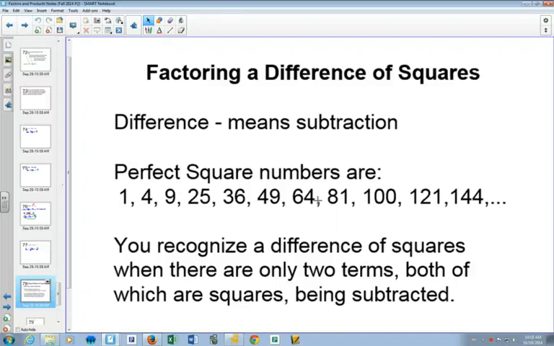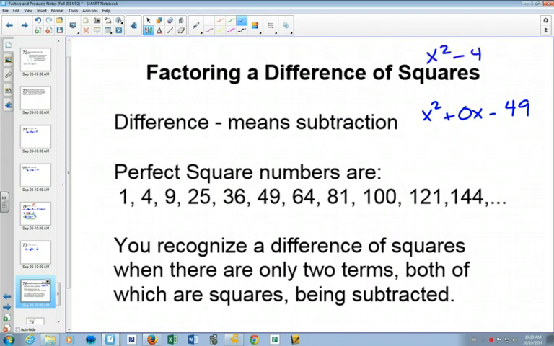So the final type of factoring is factoring a kind of trinomial when something's missing. And it looks like this: x squared plus 0x minus, say, 49. Of course, they never write the 0x, because why would you write 0x? If there's 0x, you would just write this as x squared minus 49, right?